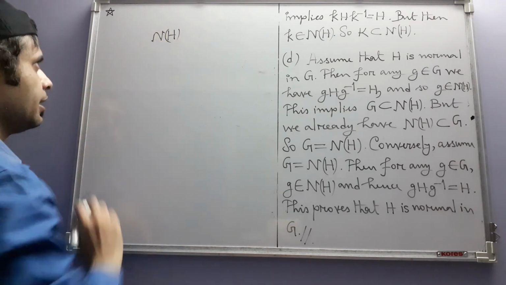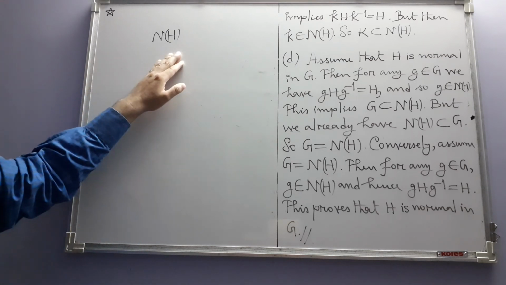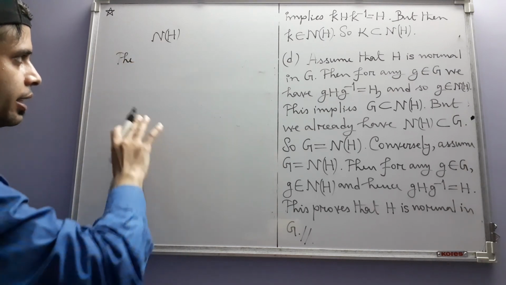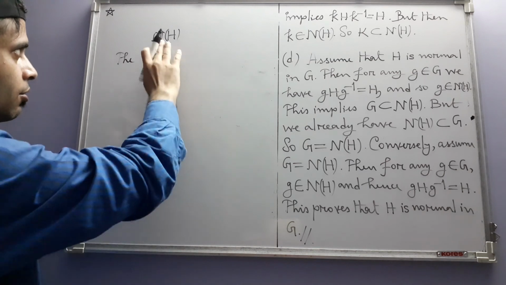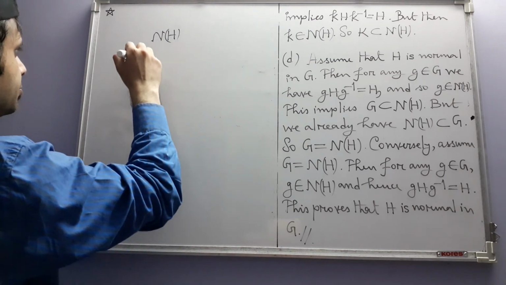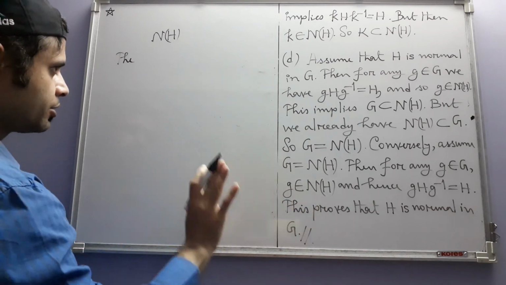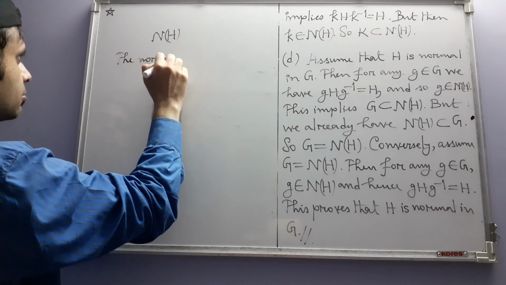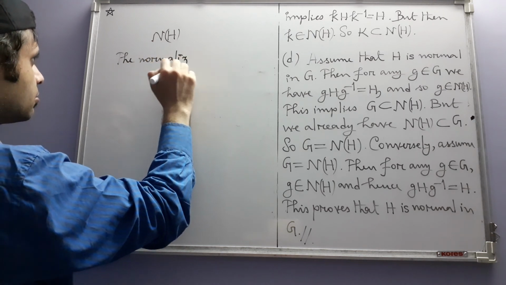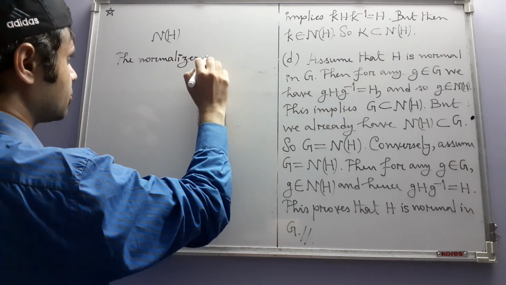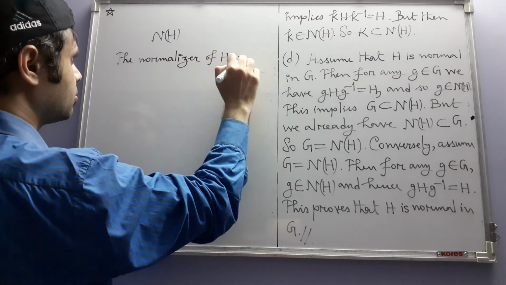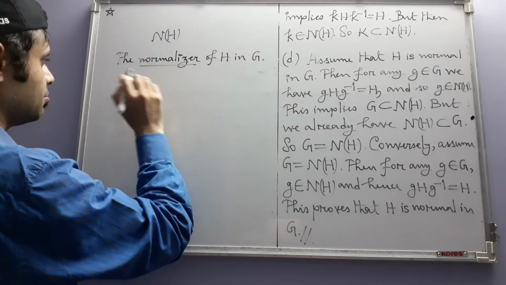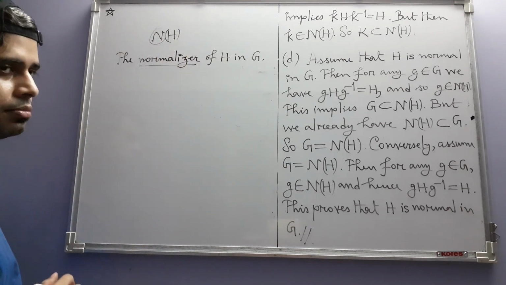The reason for this notation, this N, is that it has a name. Although in this book they haven't called it normalizer or anything like that, at least not yet, it is called the normalizer of H in G. Because of normalizer this N has come.